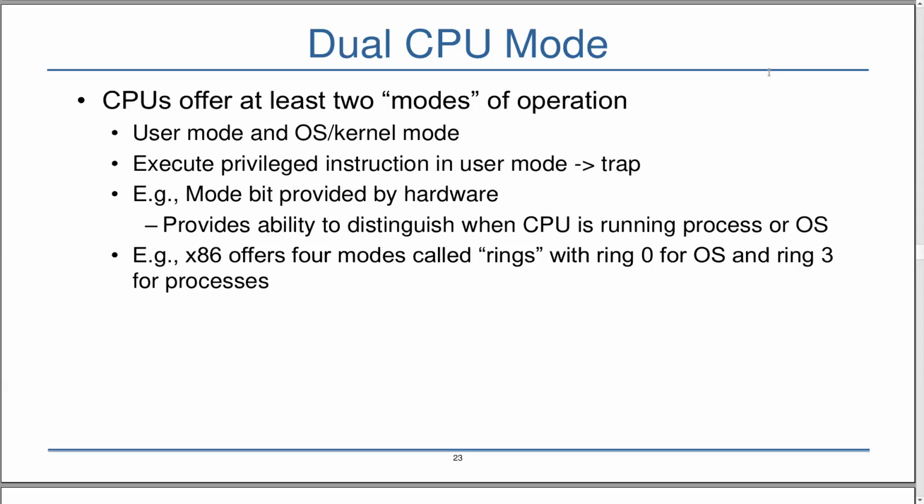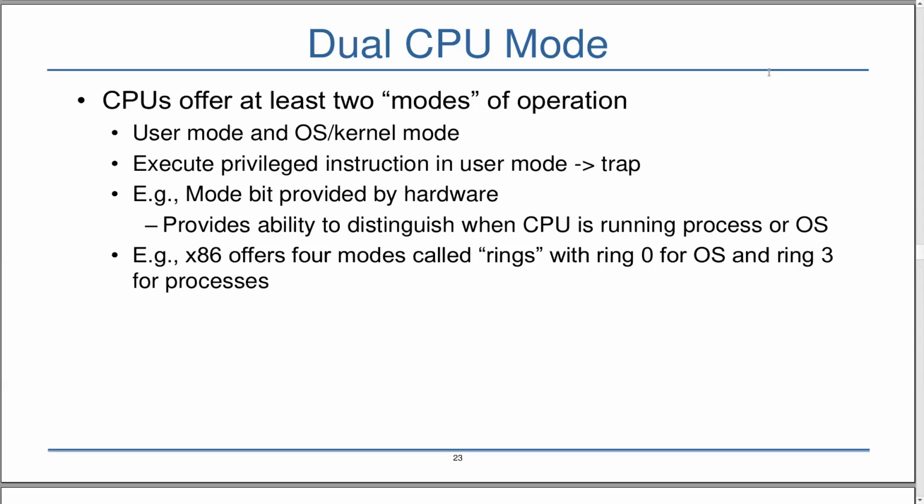Historically, there were actually more than two modes. For example, in x86, there were multiple rings. I believe there were 4 rings of protection, so basically 4 different modes, but they were not actually used by the vast majority of operating systems, at least the ones we use nowadays, like Linux or Windows. And most other CPUs just implemented 2 modes.